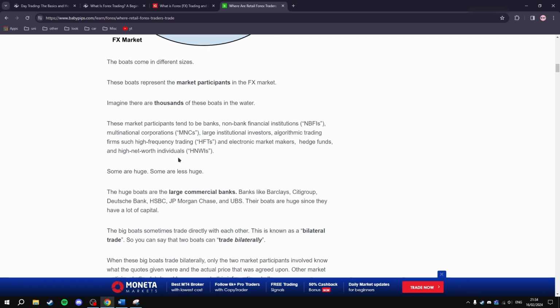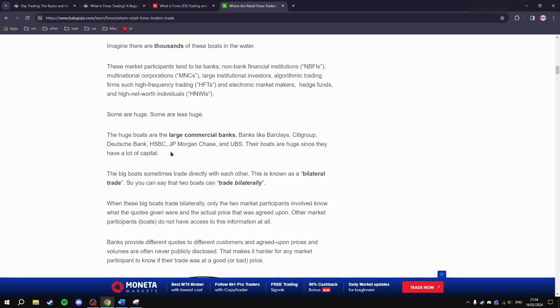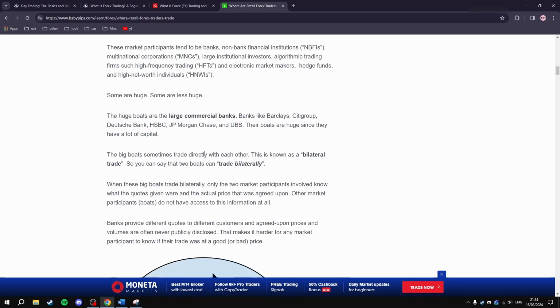Some are huge, some are less huge. The huge boats are the large commercial banks like Barclays, Citigroup, Deutsche Bank, HSBC, JP Morgan Chase, and UBS. Their boats are huge since they have a lot of capital. The big boats sometimes trade directly with each other. This is known as a bilateral trade, so you can say that two boats can trade bilaterally.